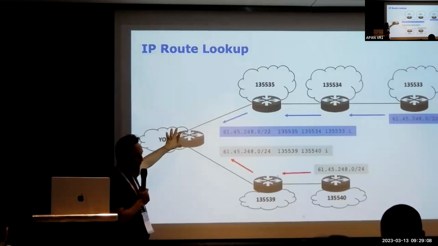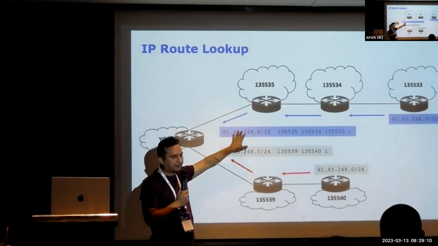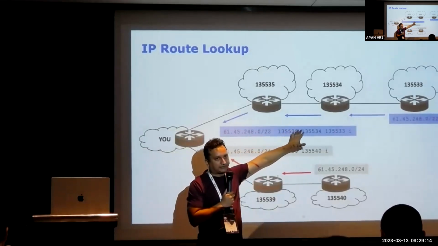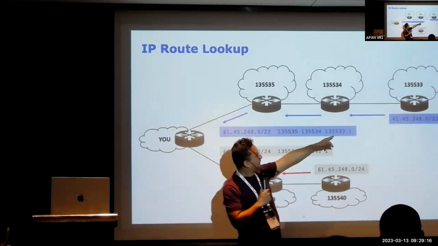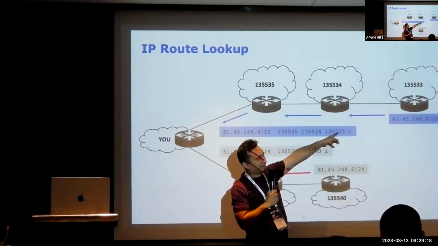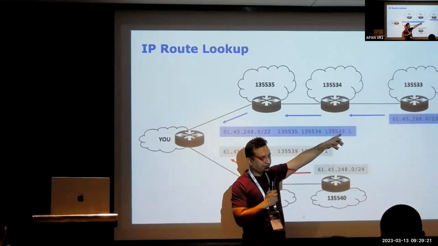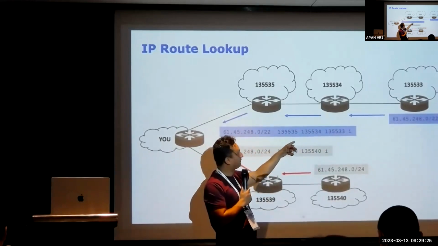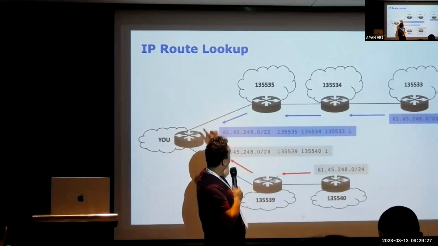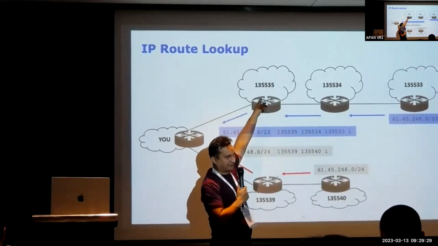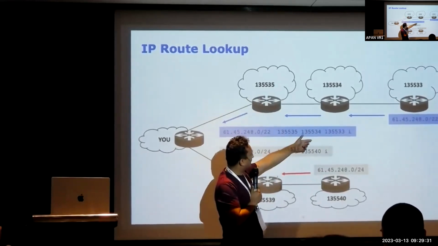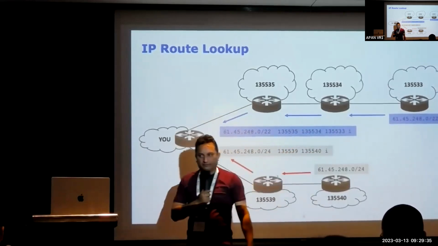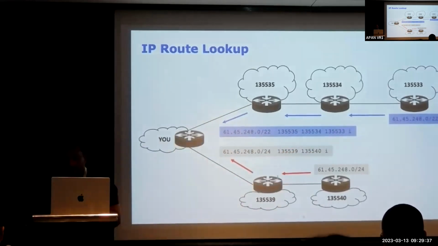So when I sit on this router and look at this particular route, I will basically see this path. From the right, that's your origin AS number, and on the left is your adjacent neighbor. So for me on this router, this is my neighbor, but I am learning this route with the origin AS number 135533.